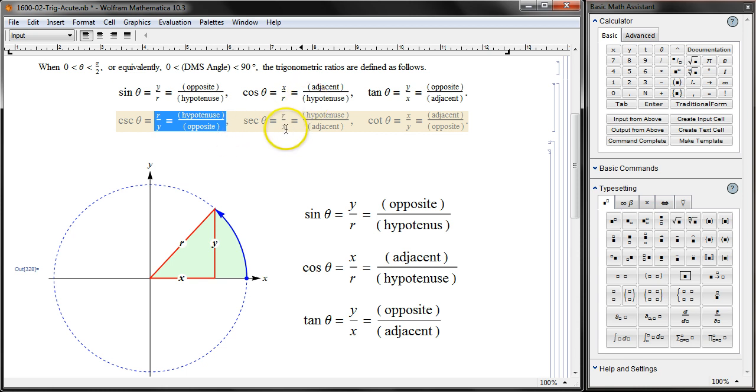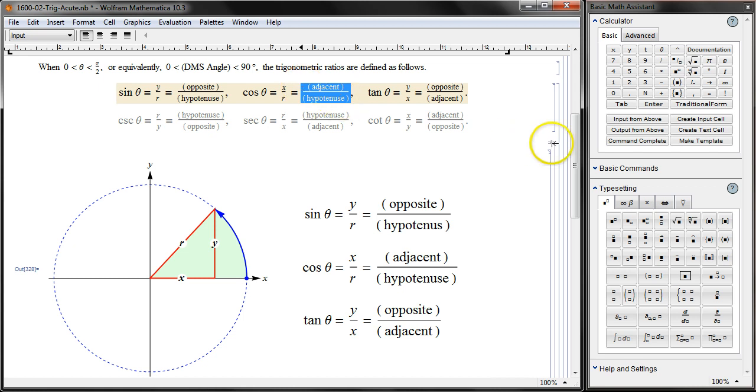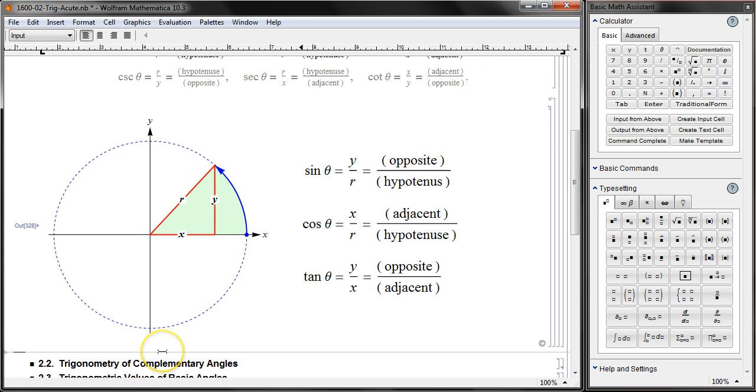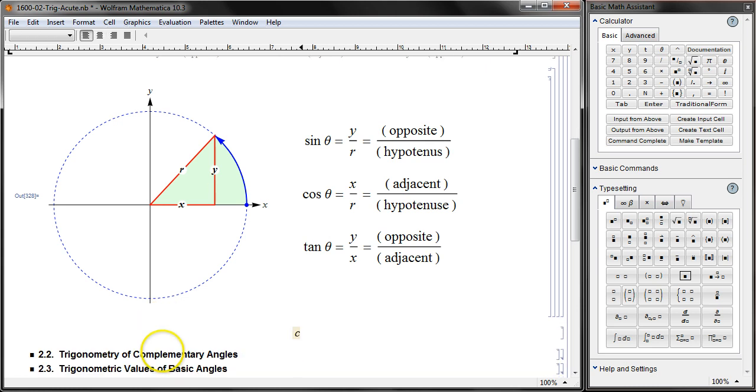How about secant? Hypotenuse over adjacent. That's coming directly from cosine, adjacent over hypotenuse. Just flip it over, take the reciprocal. Same for cotangent. Opposite over adjacent versus adjacent over opposite. In the end, we end up with the following relation.